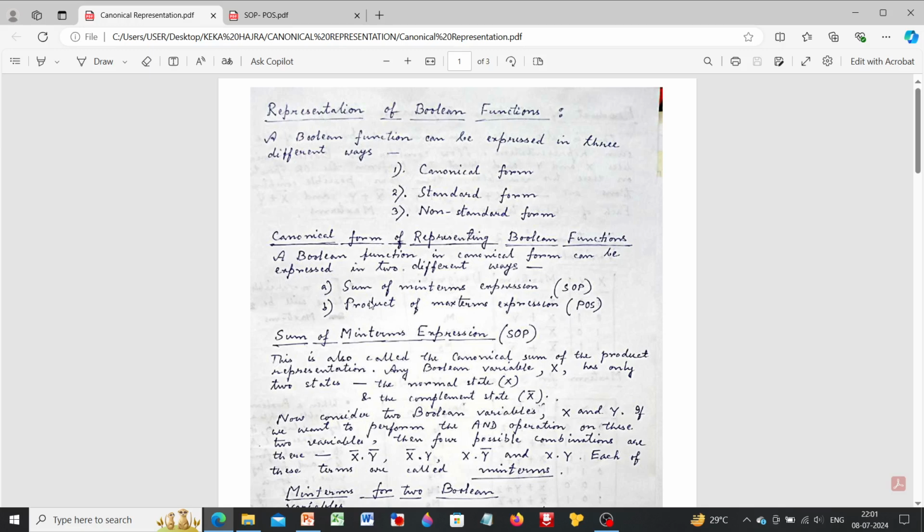Topic is representation of Boolean function, and in my previous lecture I already mentioned that any Boolean function can be expressed in three different ways: canonical form, standard form, non-standard form. Out of these three forms, canonical form was already discussed in my previous lecture. Now I will discuss standard form and non-standard form.